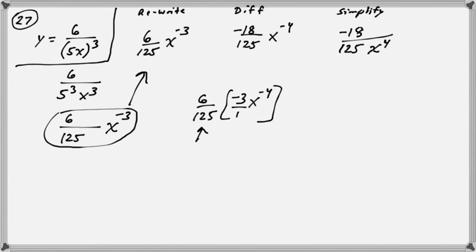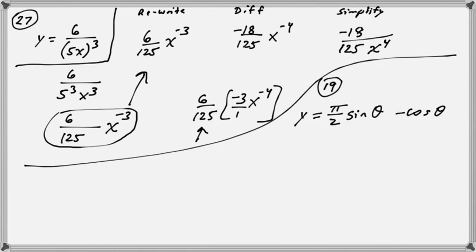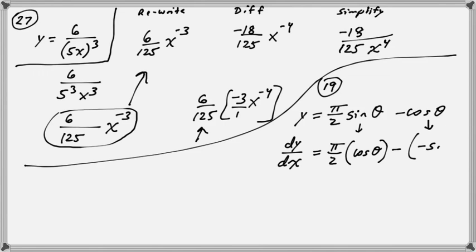This is the one where you rewrite, take the derivative, and then simplify. To do these, you have to remember what your derivatives are. So the pi over 2 is a constant. So the derivative of sine is cosine minus, and the derivative of cosine is negative sine.